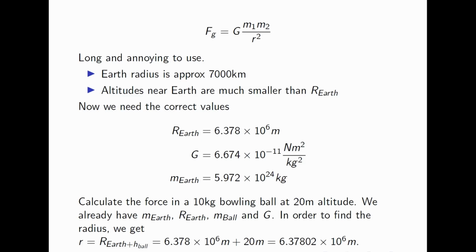We have the correct values down here. Our Earth is 6.378 times 10 to the 6 meters. G, the gravitational constant, is 6.674 times 10 to the minus 11th Newton times meter squared divided by kilogram squared. And then we have the mass of Earth, which is 5.972 times 10 to the 24th kilograms. And yes, I'm using kilograms.